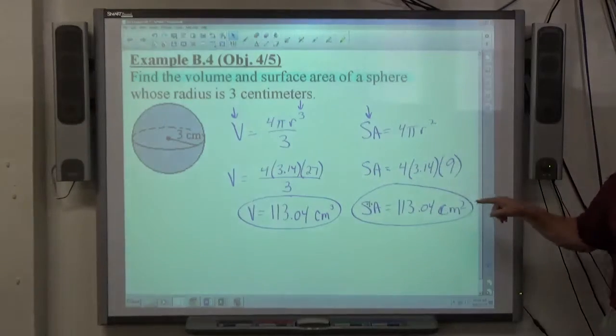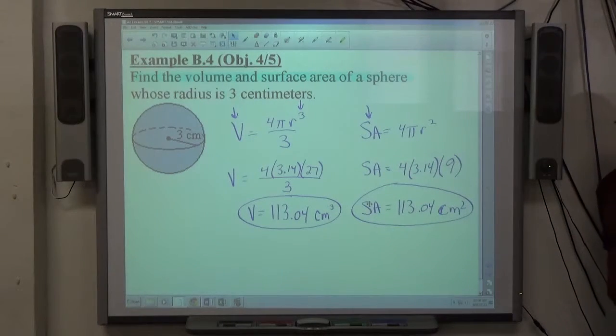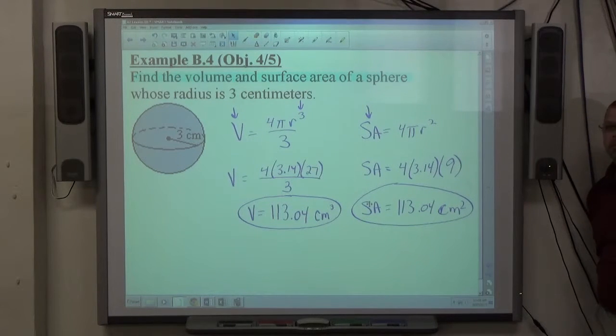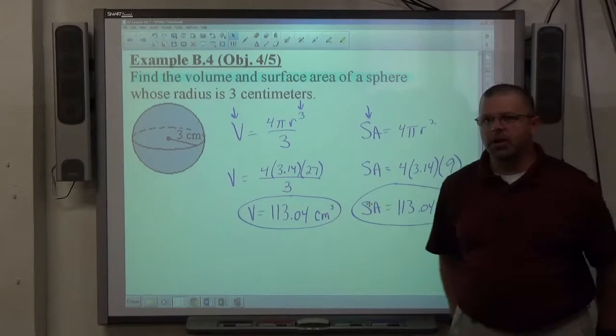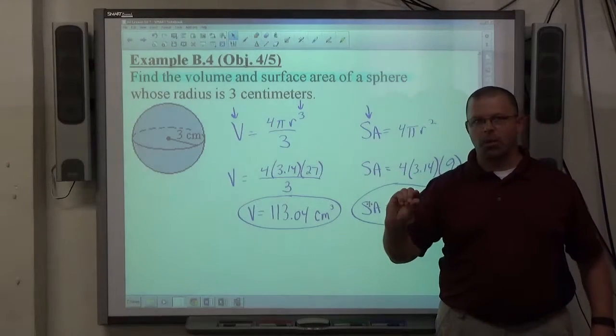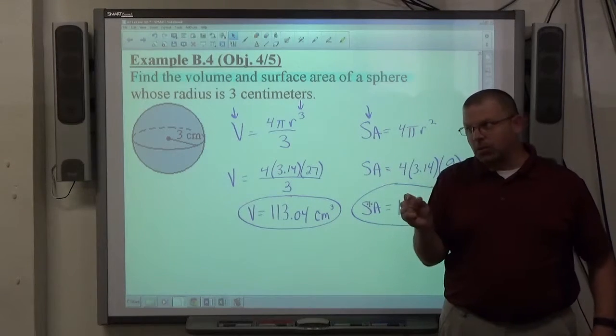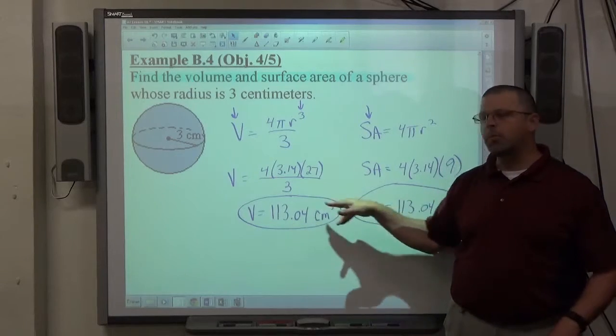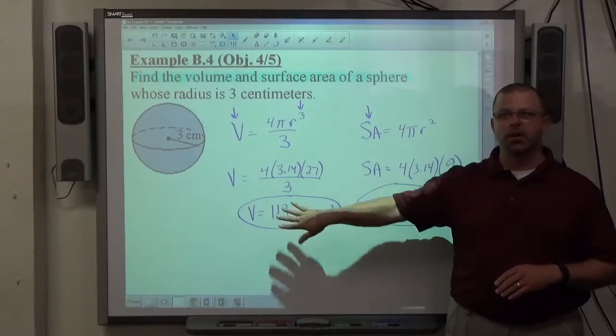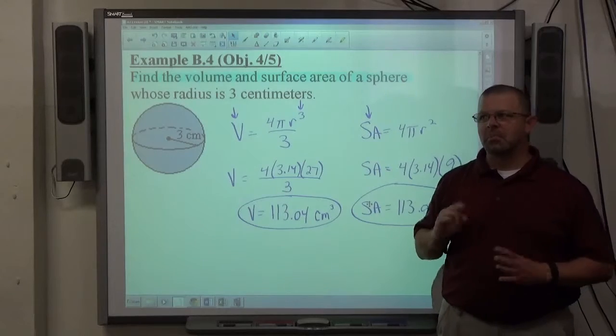That is a coincidence. It only happens when the radius is 3. This is the only radius that has a volume and surface area of the same number. A cubic centimeter is 1 centimeter by 1 centimeter by 1 centimeter. A square centimeter is only 1 centimeter by 1 centimeter. So even though the numbers are the same, the amount of space is much bigger on this one. All right, keep that in mind.